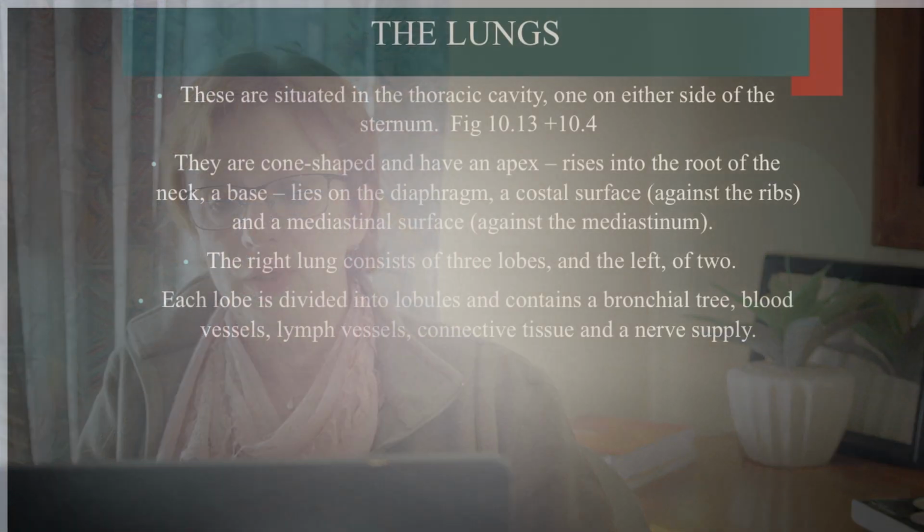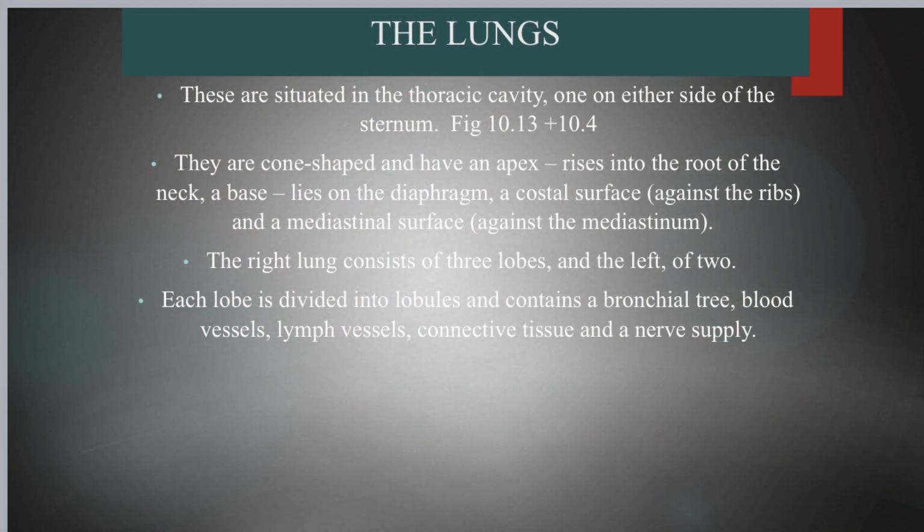When we look at the anatomy of the thoracic cavity, you will find that on the left-hand side you find the heart. That is why the left lung is smaller than the right lung and there are only 2 lobes in the left lung. Each lobe is divided into lobules and contains the bronchial tree, blood vessels, lymph vessels, connective tissues, and the nerve supply.